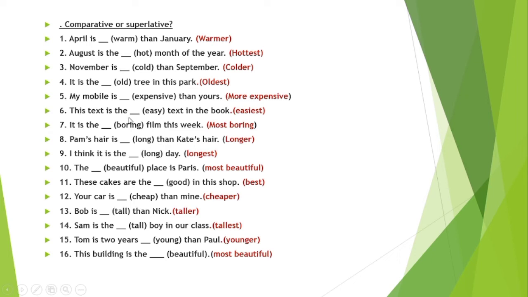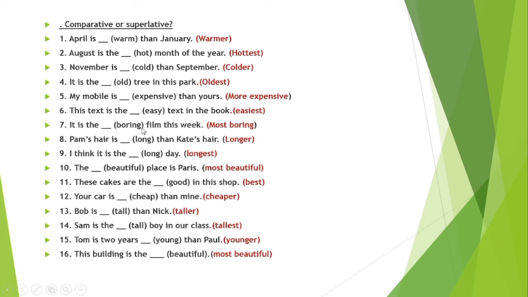This text is the dash text in the book. Now you can see that this text is the easiest text in the book because this text, the one that is being mentioned, is compared with the rest of the entire book. That is why we need to use superlative degree. So easy ending with y, y becomes i and est is added, so the easiest.